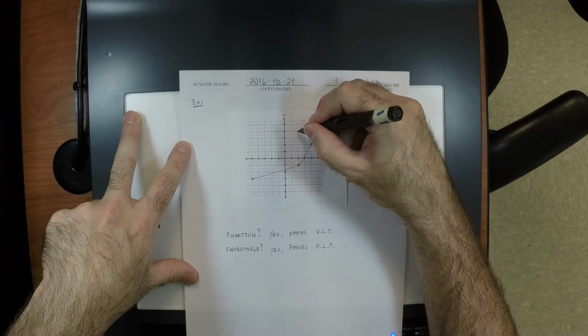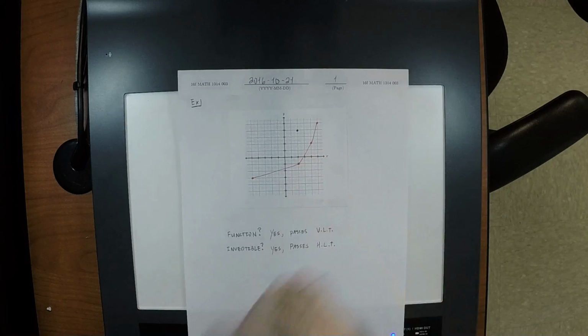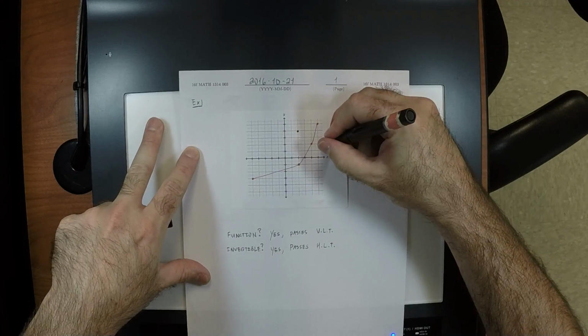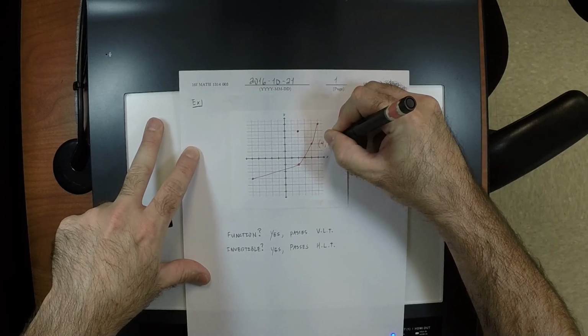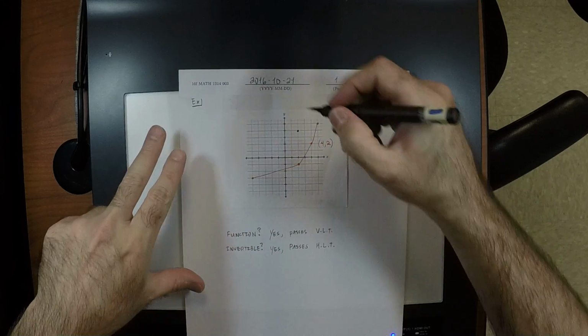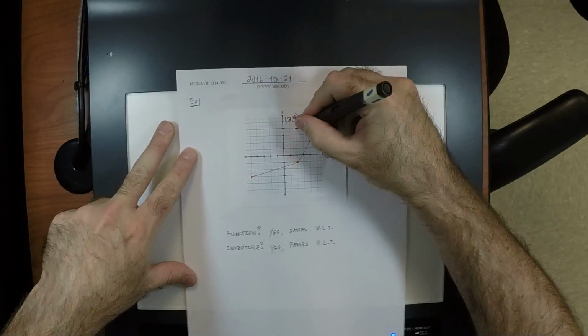Okay, so right here. This point (4, 2) is in the original function. This point (2, 4) is in the inverse.